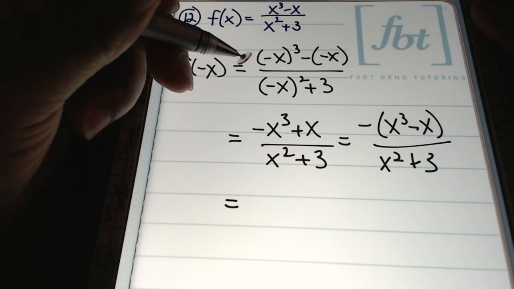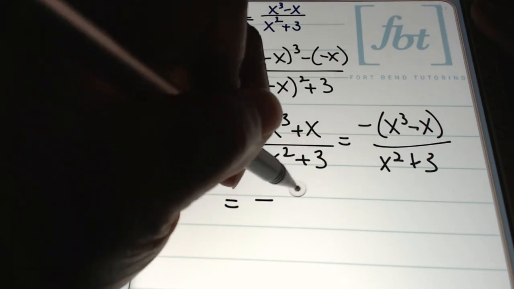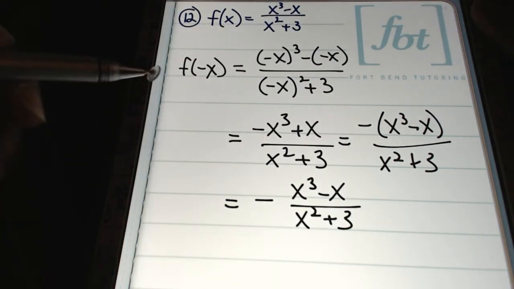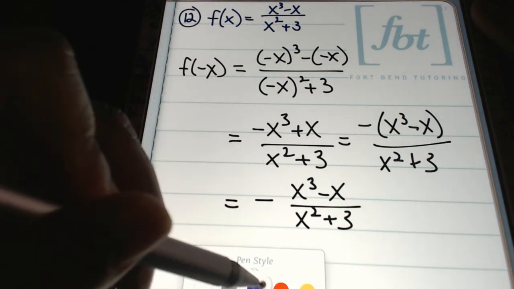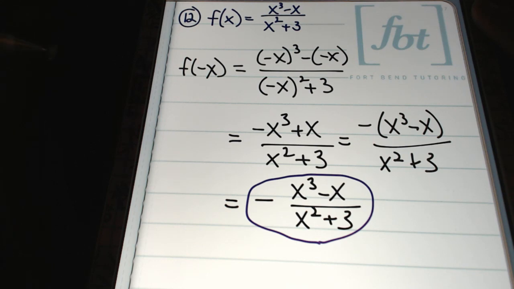Then this negative in the numerator could be brought out front to say that we have a negative x cubed minus x all over x squared plus 3. This confirms that this is the opposite of the original function.